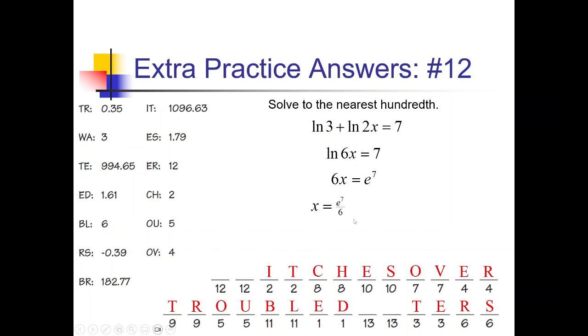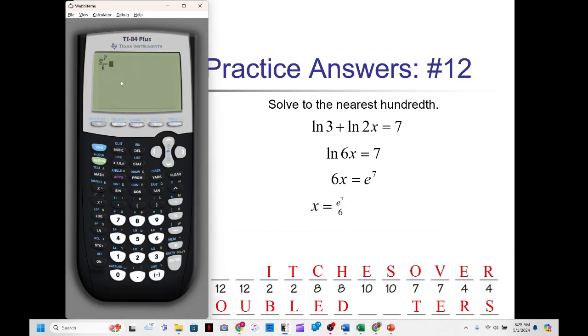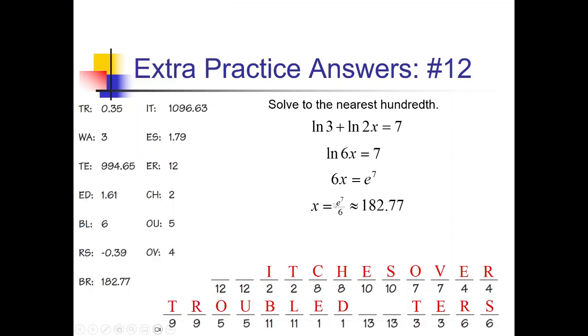So e to the 7th over 6, let me run that on the calculator. e to the 7th over 6 gives me 182.77. And I see that right down here with BR, so that's going in spot 12, BR.